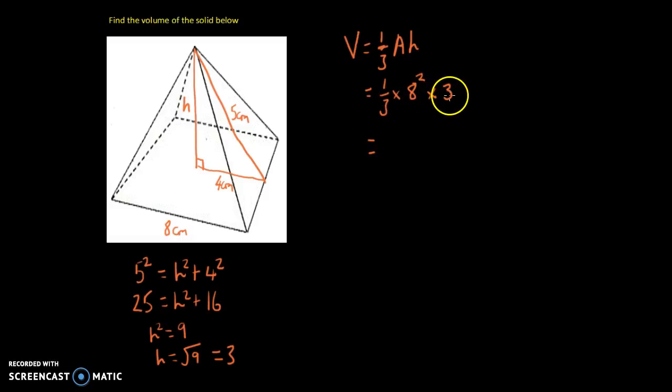Well, a third of 3 is 1, so it cancels out. So it leaves us with 8 squared. 8 squared is 64. So the volume of this square-based pyramid, I'll say that again, square-based pyramid, is 64 cubic centimeters.